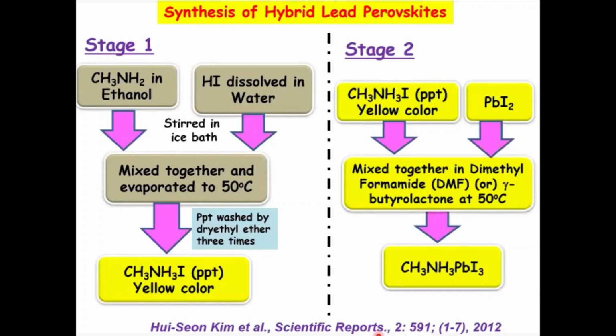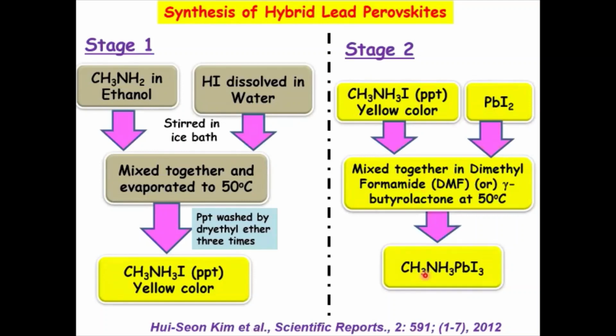Then this is the most interesting one: the hot injection process being used for preparation of perovskites, mainly methyl ammonium lead iodide. Usually in the literature they use either a one-step process or a two-step process. Initially they prepare methyl ammonium iodide, and then they mix it with lead iodide in DMF or DMSO with a surfactant. And finally, they try to get methyl ammonium lead iodide.